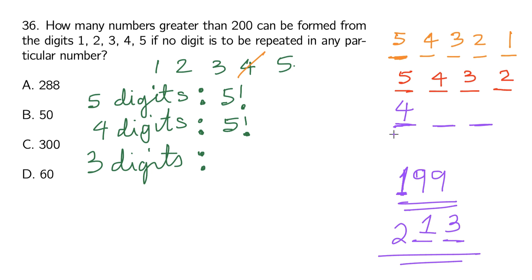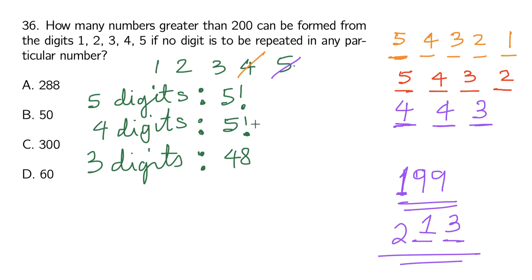And once we fill the first slot, for the second slot, we just have to take out the number we put in the first slot, and we have 4 numbers left. So let's say in the first slot we put 5. Once we put 5, we have 4, 3, 2, 1 left, and any of them can fill the second slot. So we have 4 options for the second slot. And once we fill the second slot, we have 3 options for the third slot. So for 3 digits, we have 4 times 4 times 3, and 4 times 4 times 3 is equal to 48.